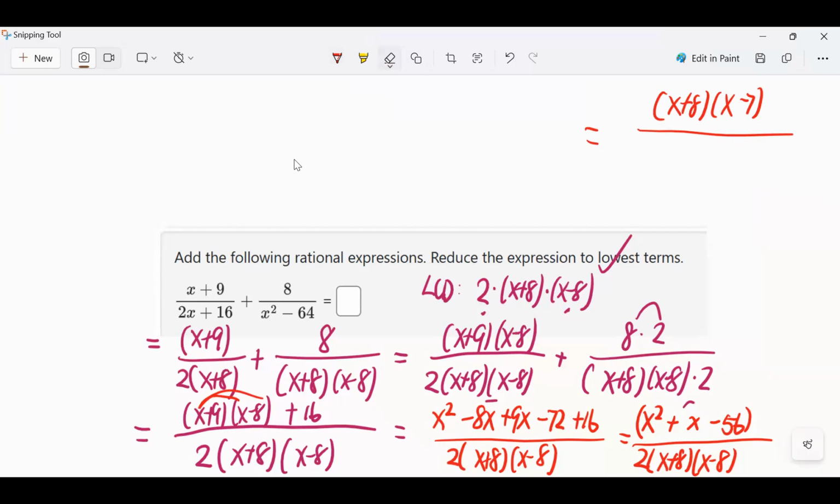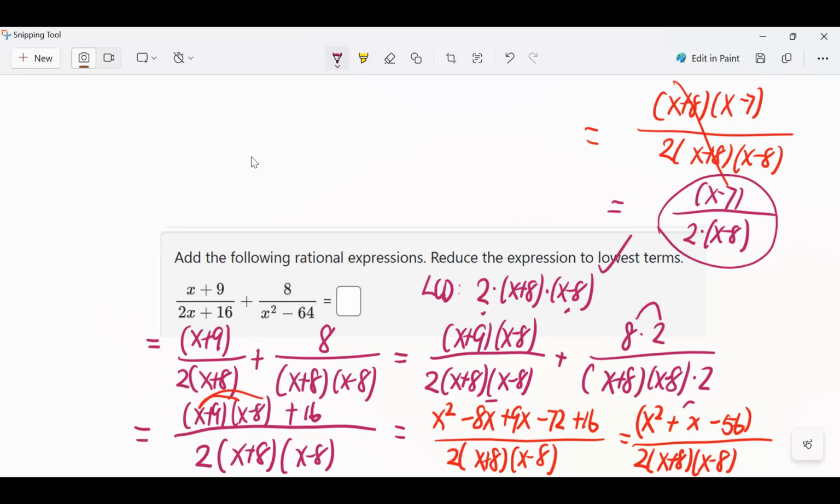So again, 2 times x plus 8, x minus 8. And we cancel this common factor. And the final answer is going to be x minus 7 over 2 times x minus 8. So that's the final solution.